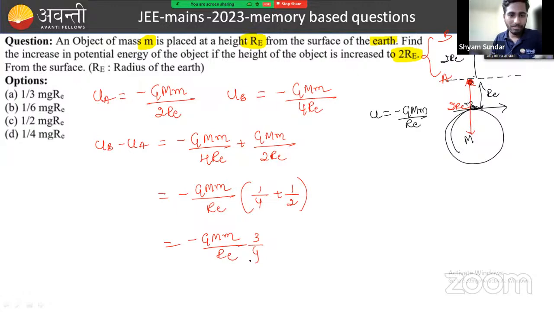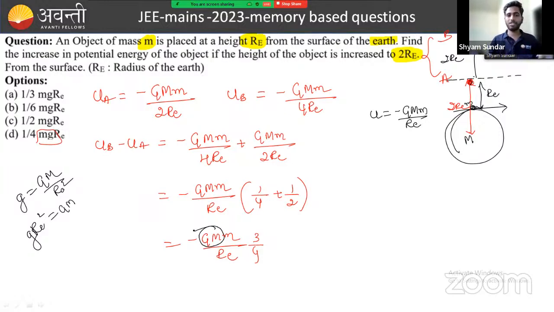Answer is not matching, right? The answer is in the form of mg. We know one more equation, the acceleration due to gravity equation. You might remember, g is equal to GM by RE square. If you multiply RE square to g, then it will be g RE square is equal to GM. Now replace this with that equation.